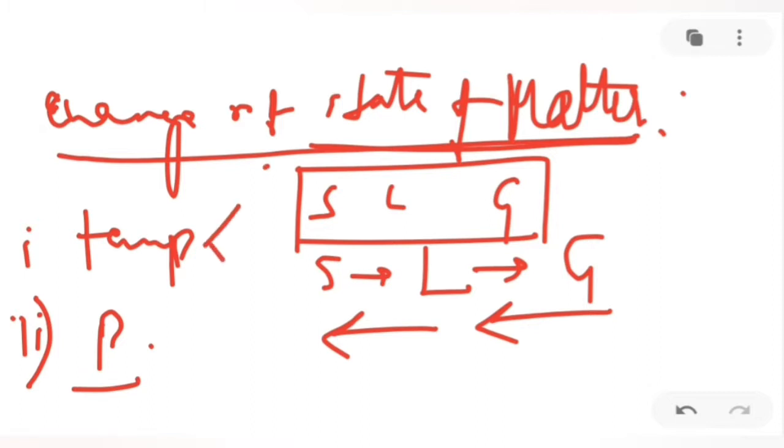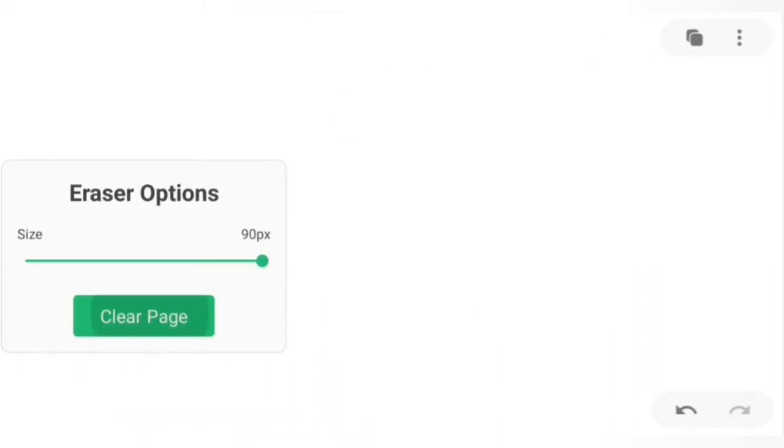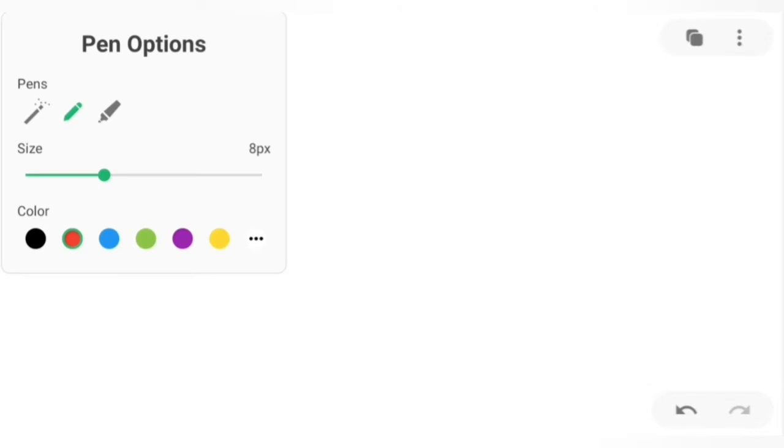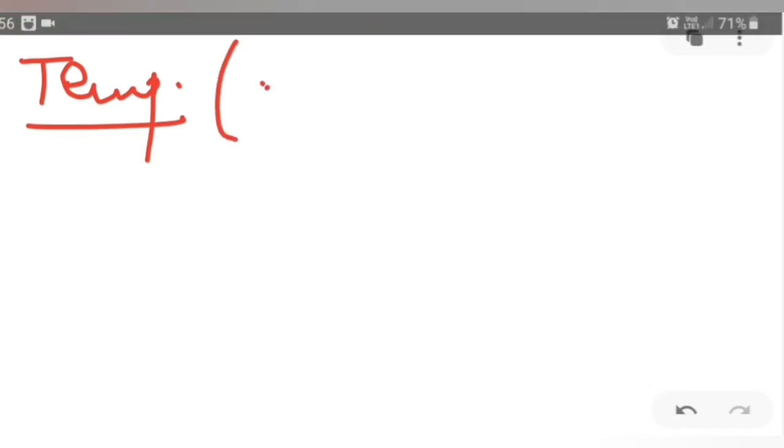So either we can increase the temperature or we can decrease it. Similarly, it's with pressure, either we can increase the pressure or we can decrease it. Now what effects temperature and pressure have, I will be telling you. Let's first talk about temperature, then we will be going to pressure. When we are increasing the temperature, this is our first case. When the temperature is increasing, what is happening?